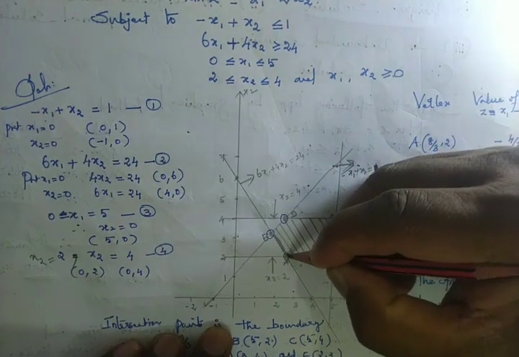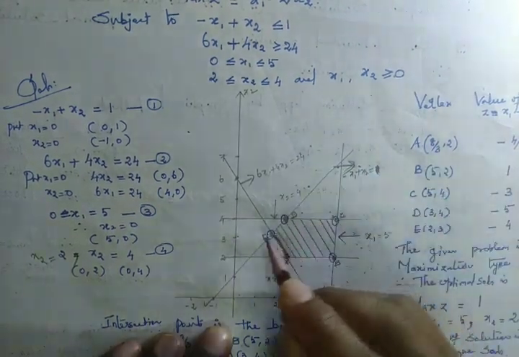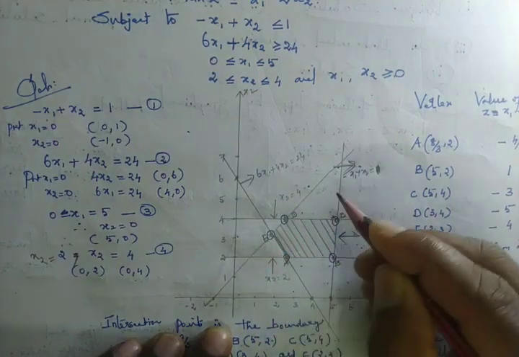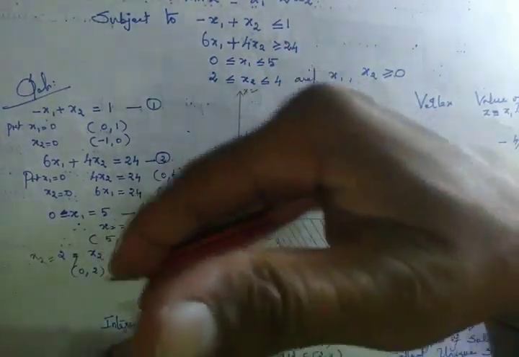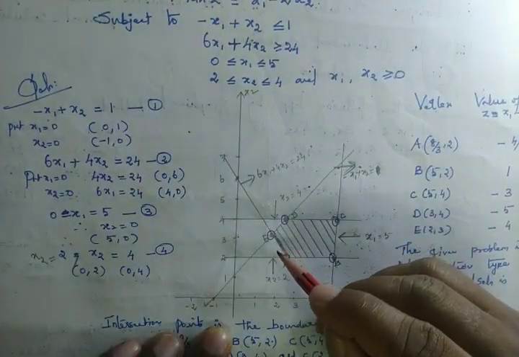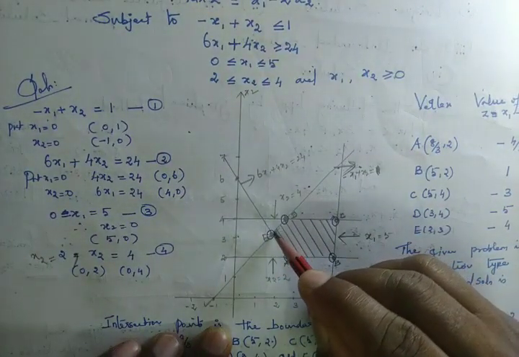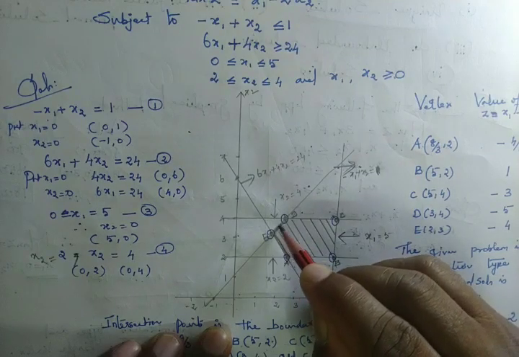We are going to start from this point A. You can't cross this line because the line minus x1 plus x2 is less than or equal to 1. You are coming below the line, that's why you are not crossing the line. You take a diversion here and come to this line.